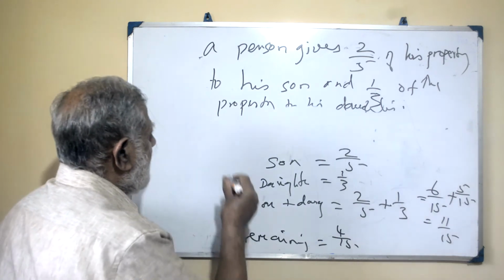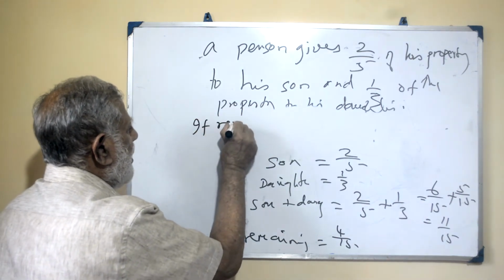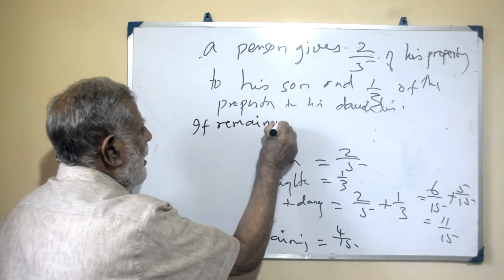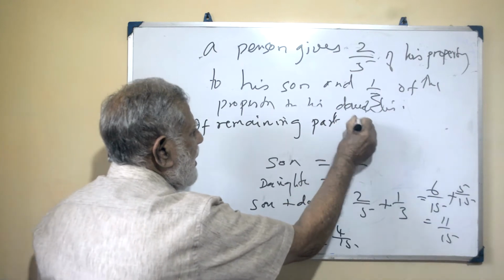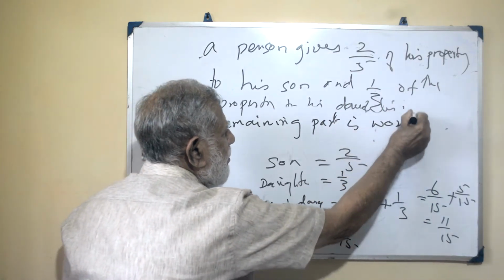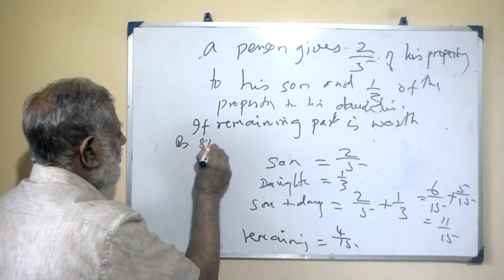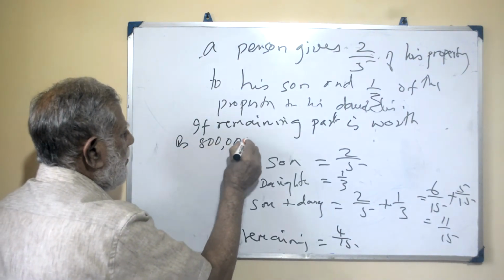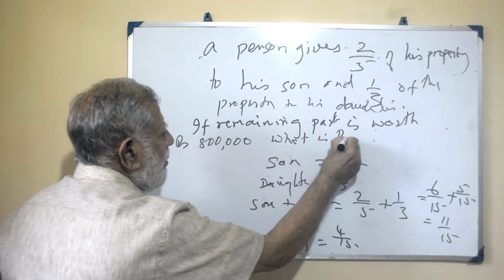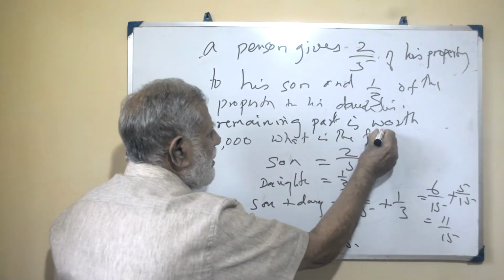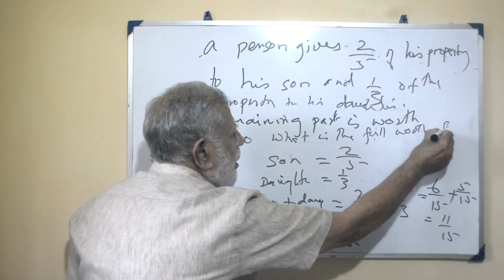If the remaining part is worth rupees 800,000, what is the full worth of the property?